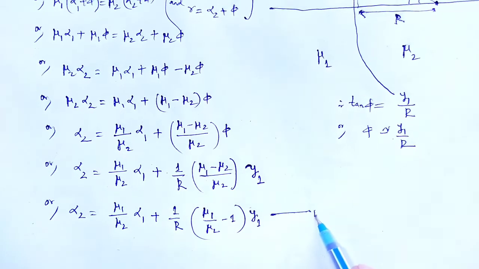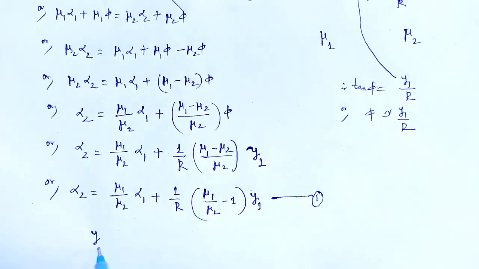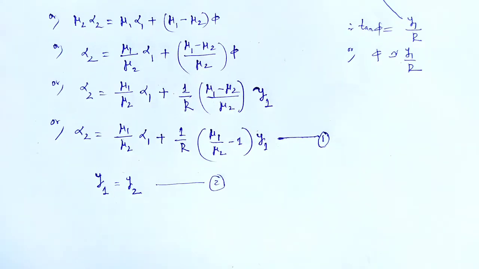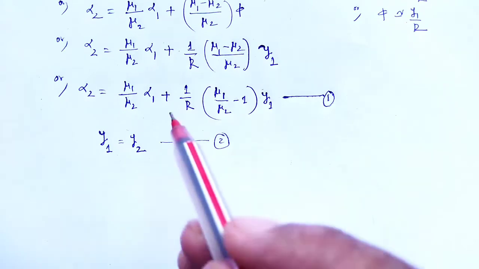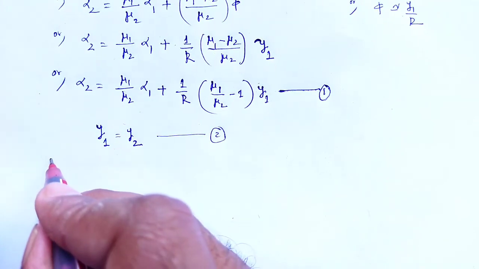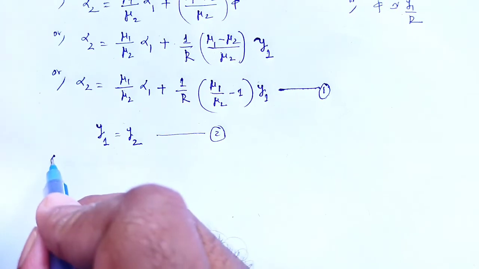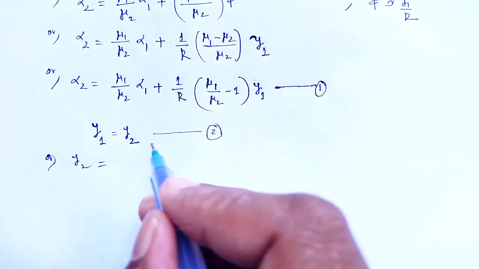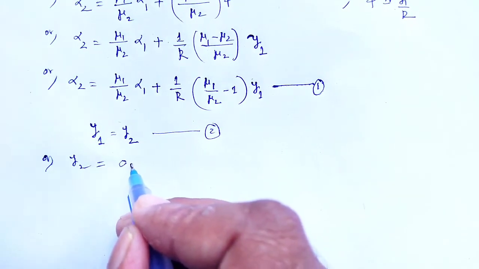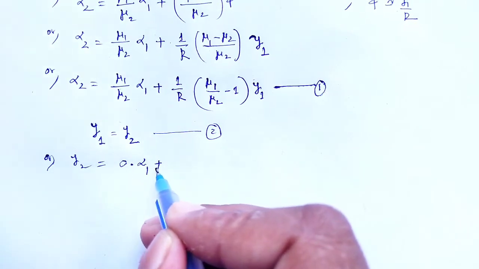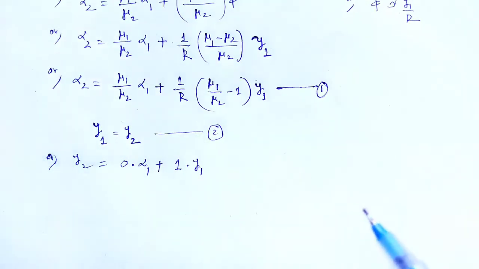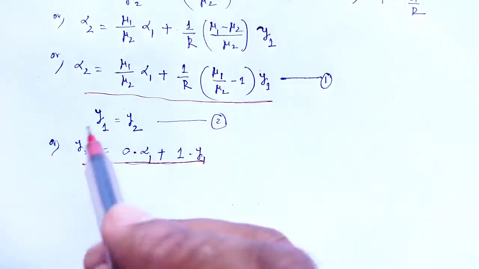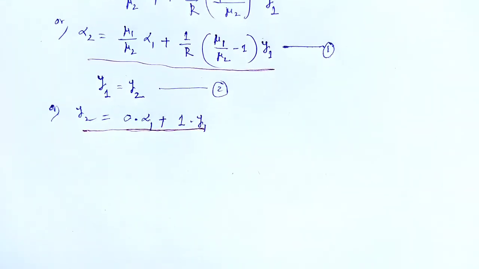Here is equation number 1. Again y1 is equal to y2, that be the equation number 2. Look here, when we write it in this way, y2 is written as 0 alpha 1 plus 1 y1. So that equation can be compared with that equation, and we represent these two equations in the matrix form.